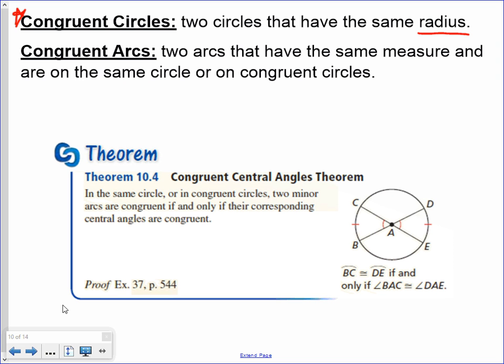And then congruent arcs have two things that they have to meet, two kind of requirements here. Congruent arcs are two arcs that have the same measure, so they have to be like both 100 degrees or both 20 degrees. And then they either need to be on the same circle, like this, or on congruent circles. So in just a second, I will show you a counter example of two arcs that would not be congruent.